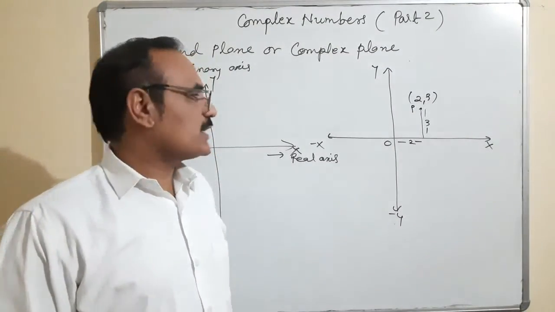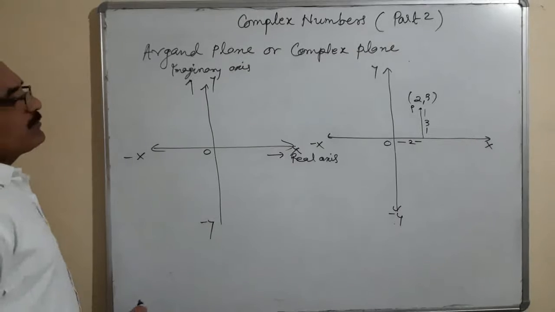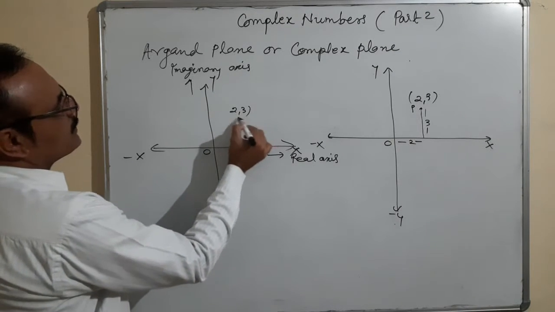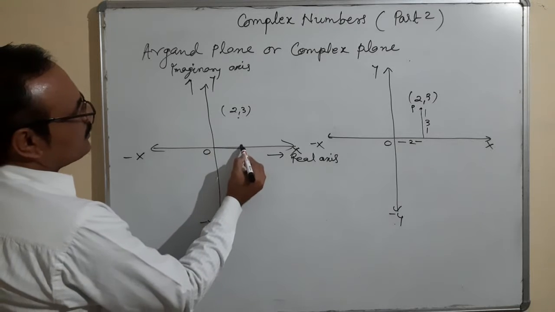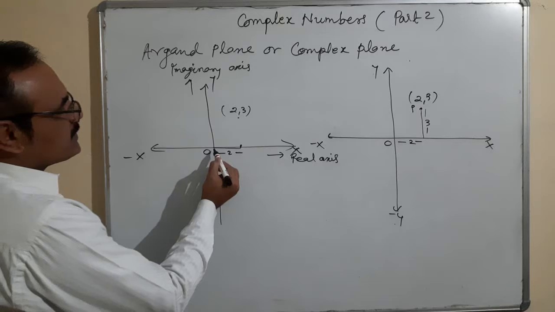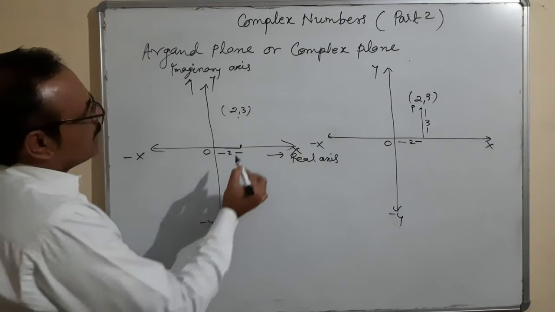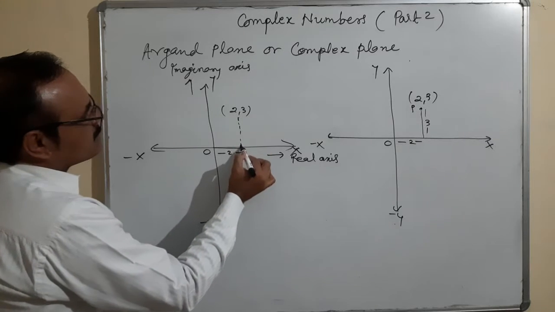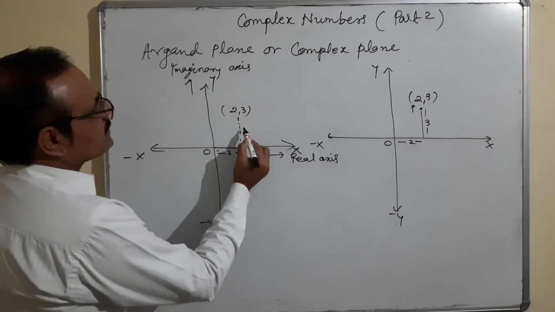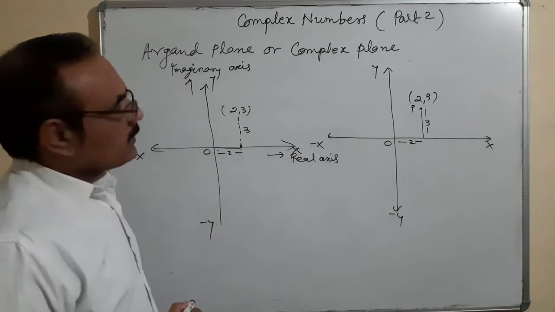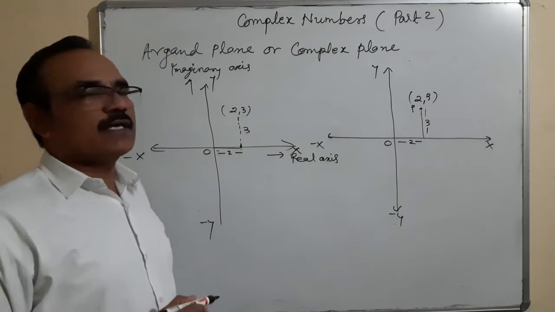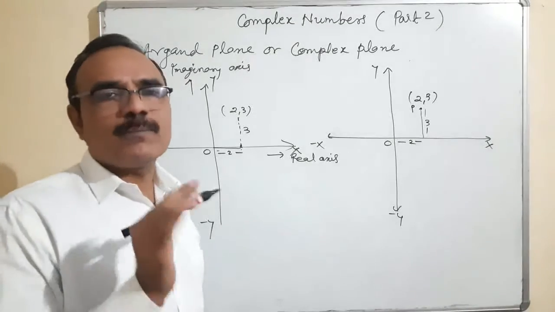For example, suppose we represent the same number 2, 3. What does it mean? The intercept on the real axis is 2, and the intercept on the imaginary axis is 3. This is the meaning. Because this is a complex plane, we are going to represent this 2, 3 in the form of a complex number.